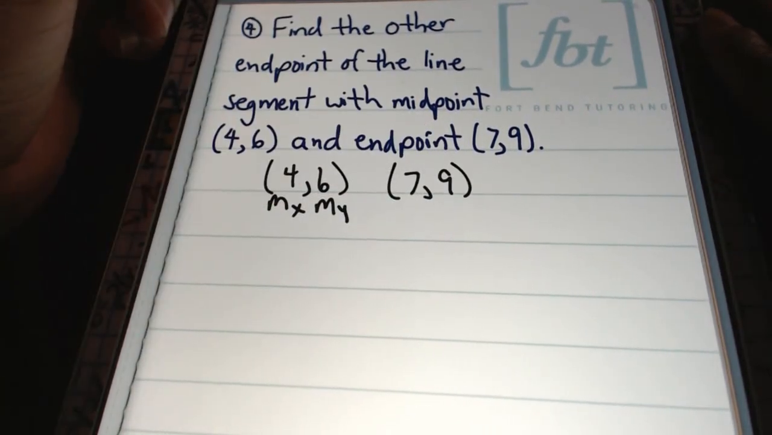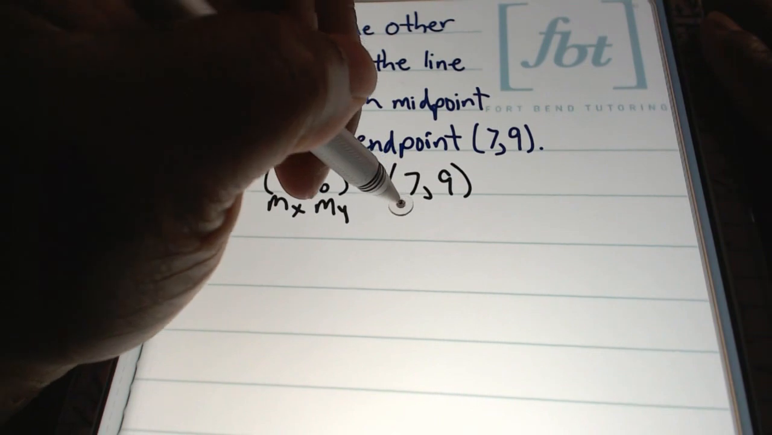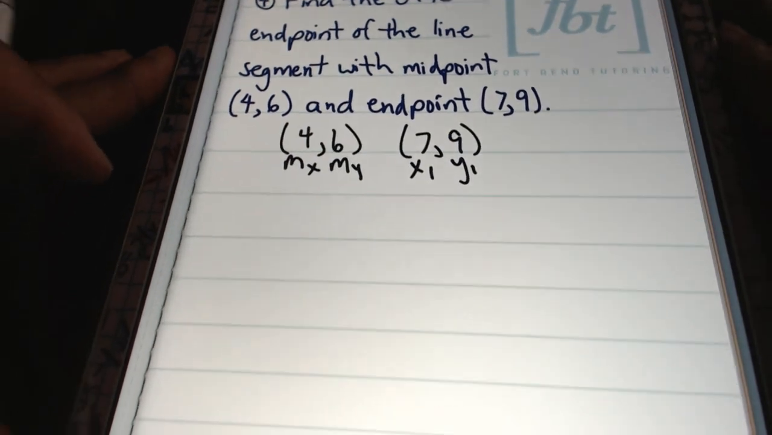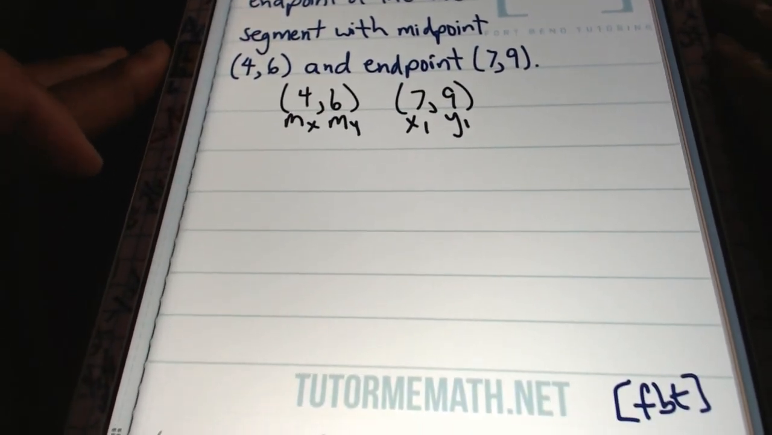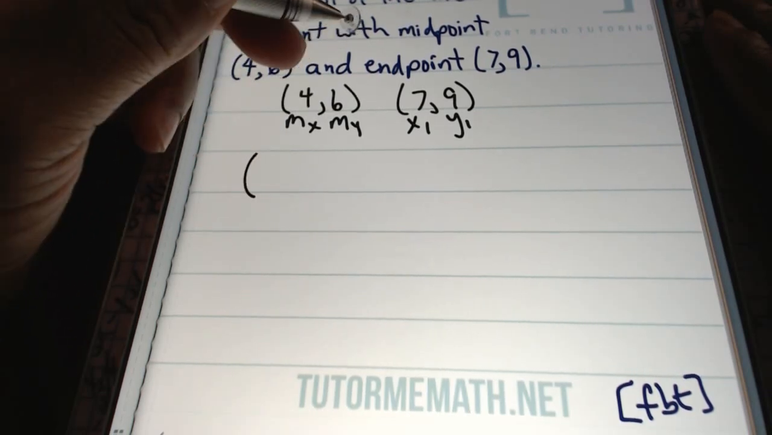It doesn't matter whether you label this point as x1, y1 or x2, y2. That'll be up to you. In this case, I'll label it as x1, y1. That's the first point, and I'll be solving for the second point. As I look at the midpoint formula, we can break down that midpoint into its different values that we want.